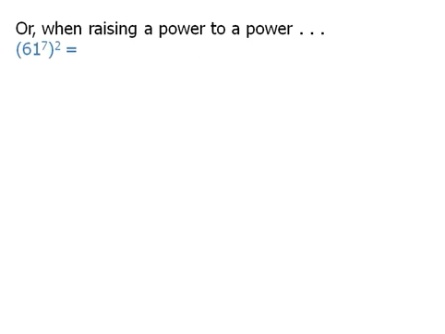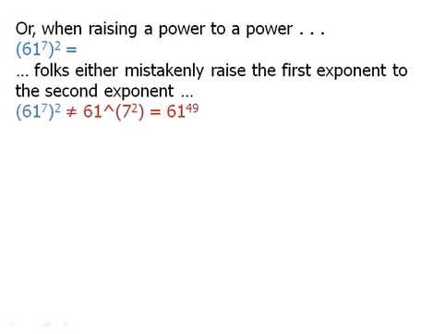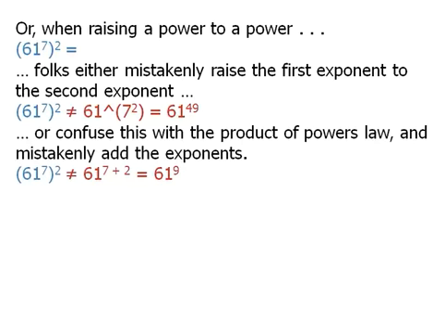And this is a really good one, raising a power to a power, because there are all kinds of mistakes people can make. Either they mistakenly raise the first exponent to the second exponent, so that's one kind of mistake. Another kind of mistake is they confuse this with the product of powers law, and they mistakenly add the exponents. So that's another kind of mistake people can make. And of course, what you're supposed to do here is multiply the two exponents. So 61 to the 14th would be the correct answer.